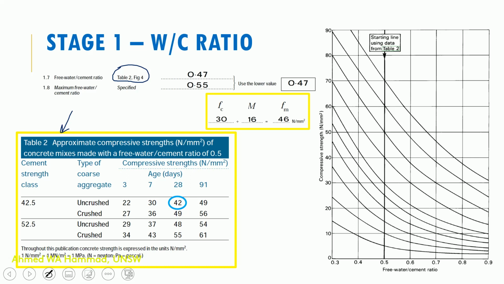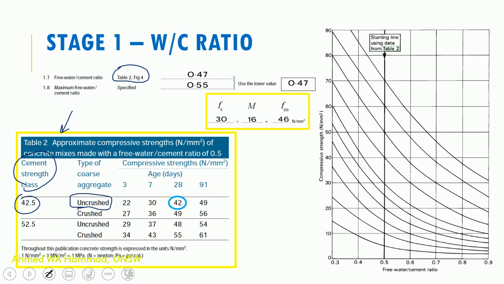So starting off with table 2. Table 2 requires a certain input. So in table 2 we need the cement strength class, and in our case it's 42.5. We need the type of coarse aggregate, and we know that it's uncrushed that we're looking at.